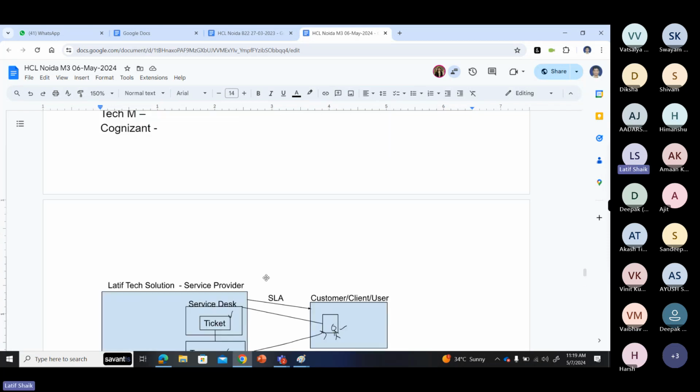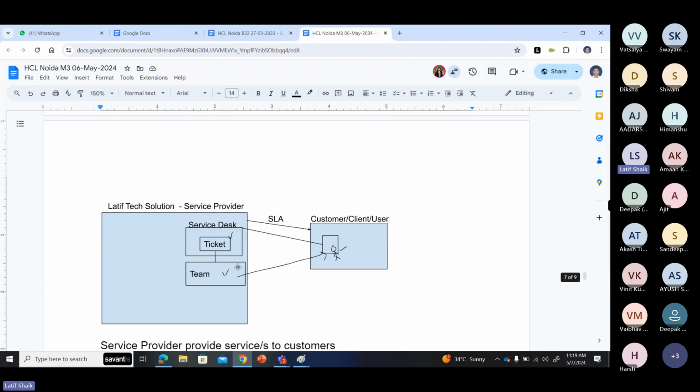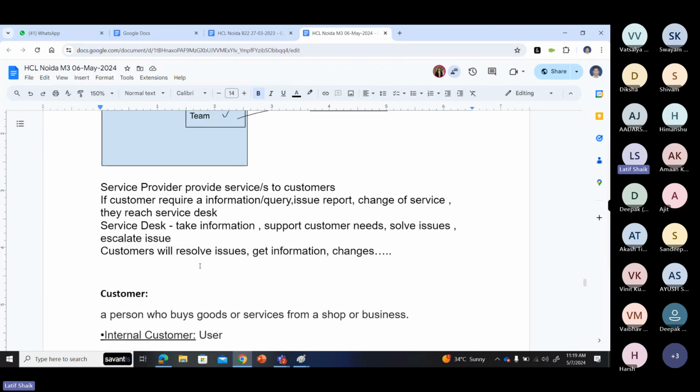So what is the service provider doing? The service provider provides a service. What kind of services depends upon the organization and the client. Guys, do you understand up to here? Yes, sir. The service provider provides a service. Okay.